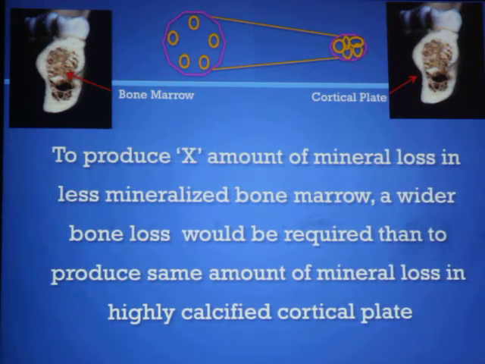So we can see on the screen here, there is bone marrow here and a cortical plate on the outside. As we know, the bone marrow would have less mineral compared to the cortical plate, so we will need to remove more marrow bone to get the same contrast as in our cortical plate, which will be a much smaller quantity of mineral loss.